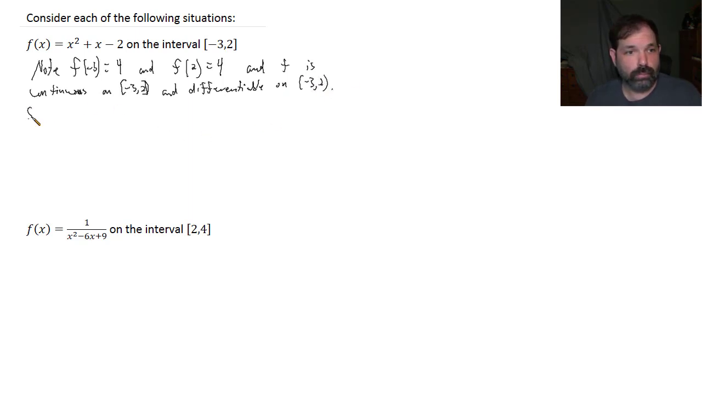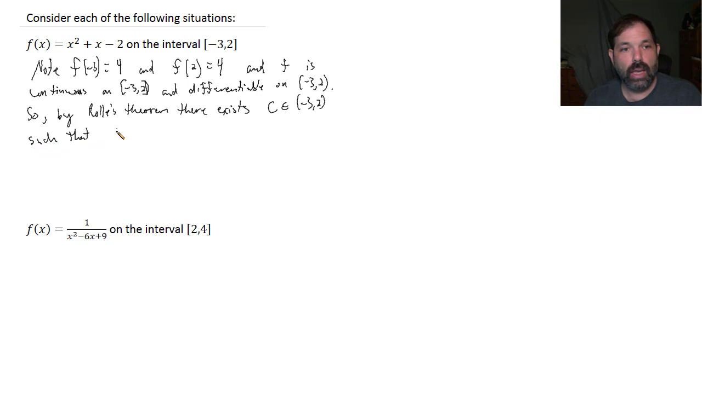So, by Rolle's theorem, there exists c on the interval -3 to 2 such that f prime at c must equal 0. That's what we know. Now again, it doesn't tell us what the c is.